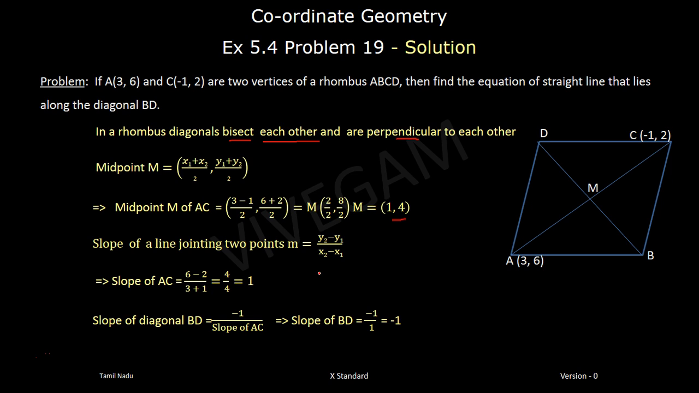Now, you know the slope of AC is 1. What will be the slope of BD? It will be the negative reciprocal of AC, right? See, when you multiply these two, you'll get -1. So the slope of BD will be equal to -1 divided by the slope of AC, which is 1. So -1 by 1 will be equal to -1. So now you have one slope and you also have one point.